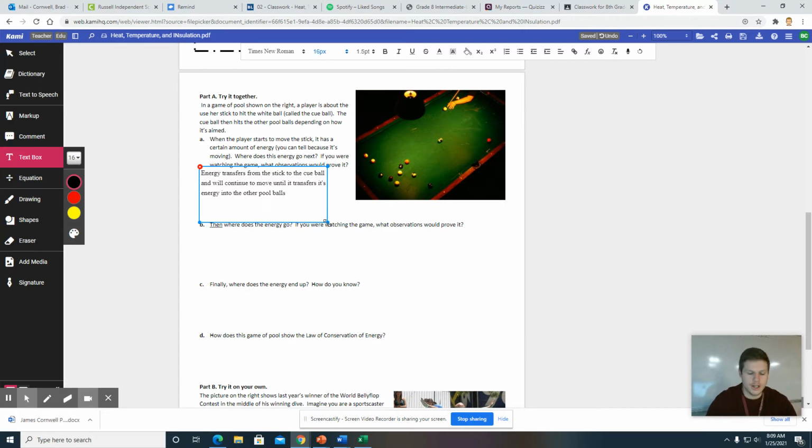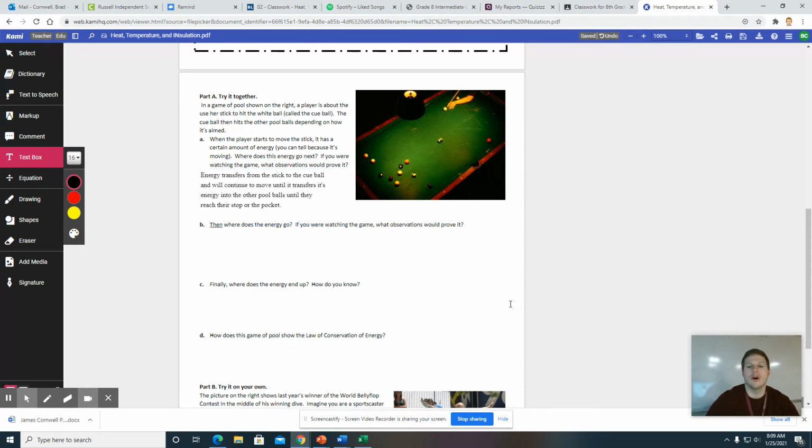So we have energy from the stick. It'll transfer from that stick to the cue ball, and will continue to move until it transfers its energy into the other pool balls, and so on and so forth, until they reach their stop or the pocket where those balls fall in, right? So that's how we know the energy is being transferred. That's how pool works.